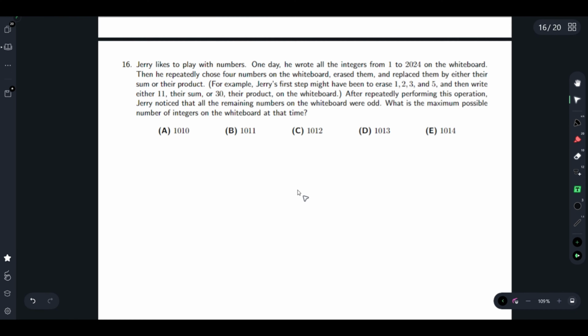Hello guys, so today we'll be going through problems 16 through 20 of the 2024 AMC 10B.